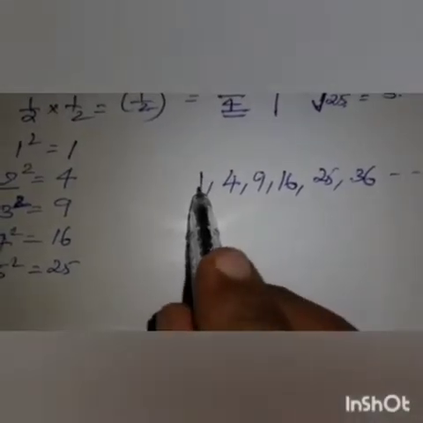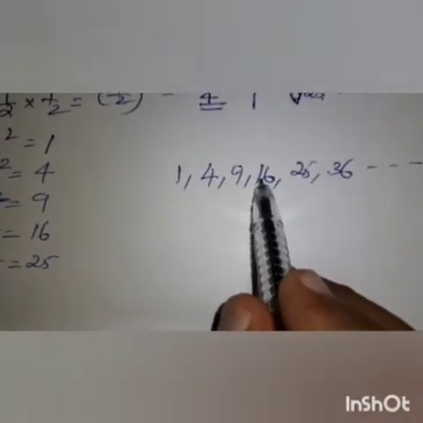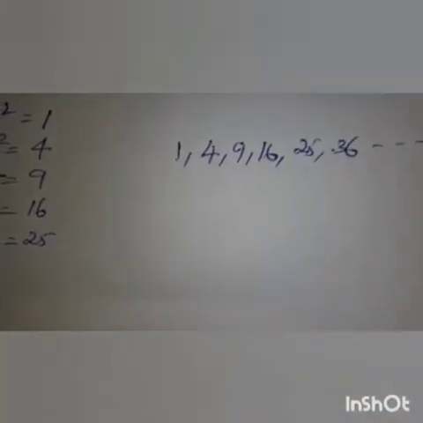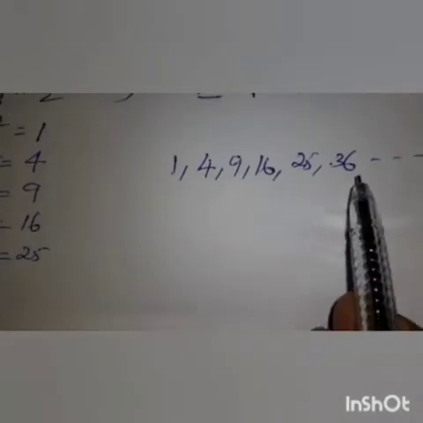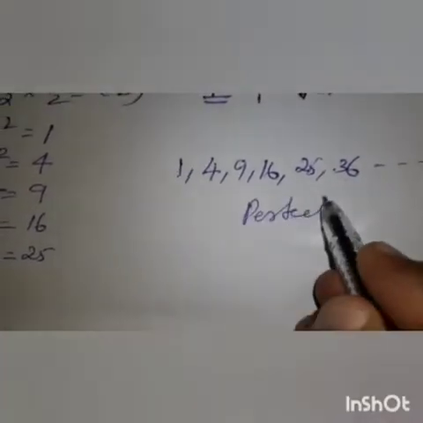Square of 1 is 1. Square of 2 is 4. Square of 3 is 9. Square of 4 is 16. Square of 5 is 25. And square of 6 is 36. So these are called perfect squares.